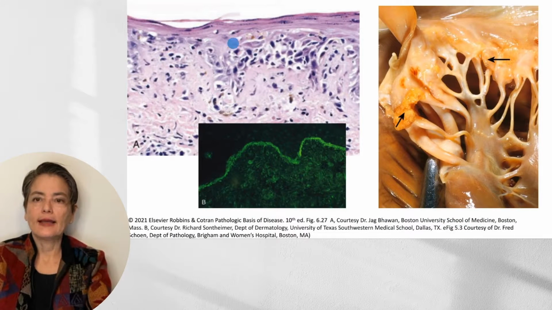And the reason the skin has this appearance is because we are getting the deposition of immunoglobulin here at that dermal epidermal junction. This is going to then bind complement, which is going to cause this vacuolar degeneration here and those skin findings. And then this is just another example showing the Libman-Sacks endocarditis, these tiny vegetations that are due to this prothrombotic state.